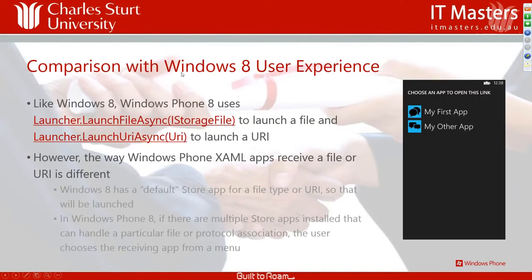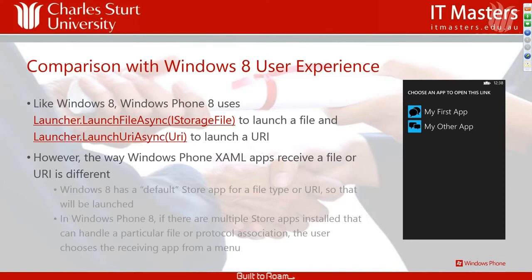To actually launch either a file or a URI from our application, we can use the launcher syntax. So launcher.launch file async. We can actually use that to launch a particular file that we might have within isolated storage or within app data folder. And that will essentially launch that file into another application on the device that's registered for that particular file association. We can also launch a URI, so launch URI async, to actually launch a particular URI. And this can either be a standard URI, so it's HTTP, or starts with HTTP, or it can be one that is a custom protocol in terms of launching another application.